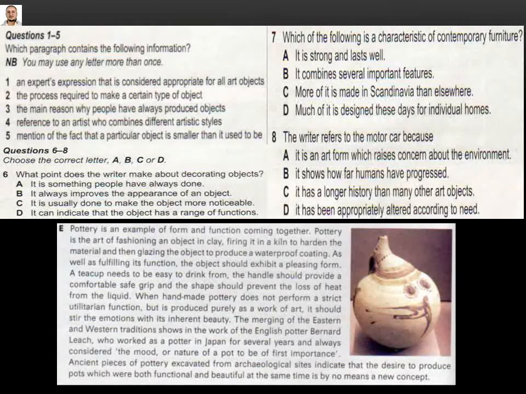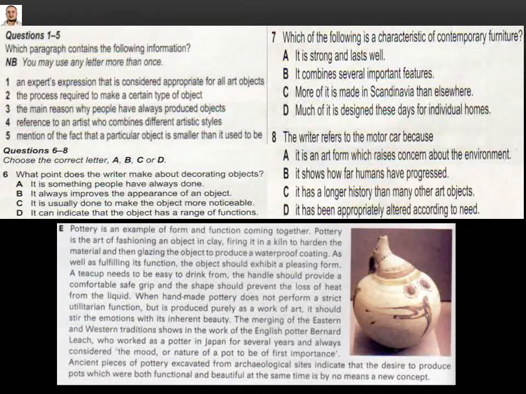3, we have already chosen 3. 4, reference to an artist who combines different artistic styles. Yes, we already have it. I've read it in the middle, or in the 3rd part. Just a second, let me look for the name. Okay, here. 1, 2, 3, 4, 5, 6, 7, 8, 9.